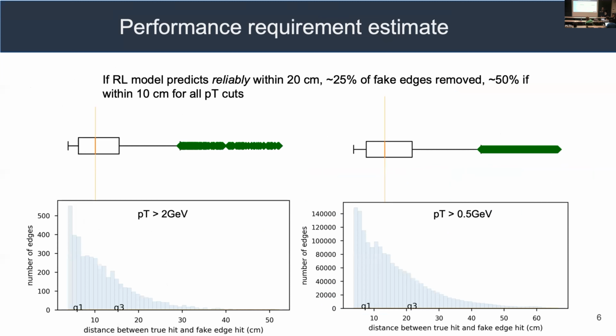Before I started trying to apply this, I had a look at how good my reinforcement agent would need to be. Sorry, this is quite difficult to read off. What I did is look at, using the standard exit track graph building, the distance between the true hits and the fake edge hits. So how far away are we from the actual hits? What I saw was that, independent of pT, if I managed to get a reinforcement learning agent within 20 centimeters of the correct hits, then that would cut away 25% of the fake edges, or for 10 centimeters, it would cut away 50% of the fake edges. So it shows that even if I have a reinforcement agent which isn't perfect, that would still be helpful.